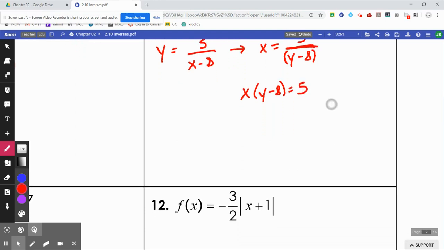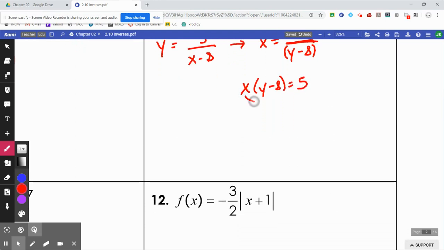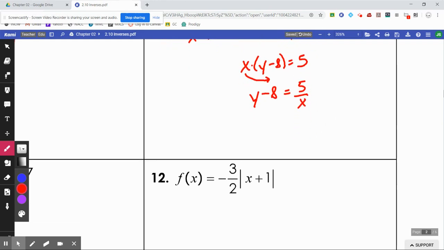And instead of actually distributing it, I'm going to go ahead and move my x over to the other side. Since these are being multiplied, you can now say y minus 8 is equal to 5 over x. And it's going to be very easy now to get the y by itself by simply saying y is equal to 5 over x plus 8. Now that I've got it solved for y, we can now replace y again with f inverse.